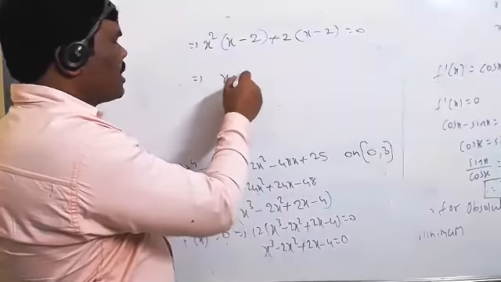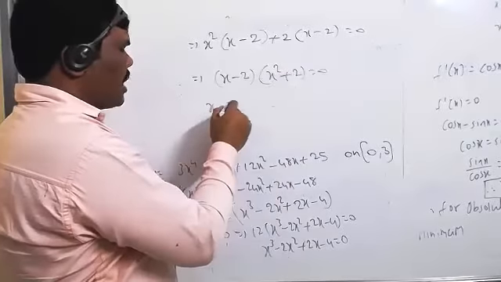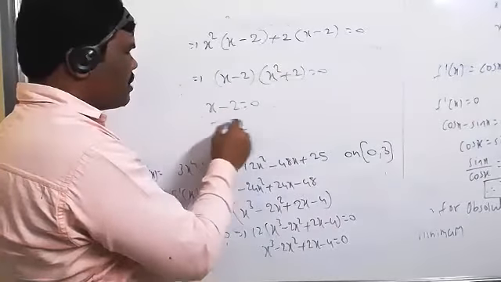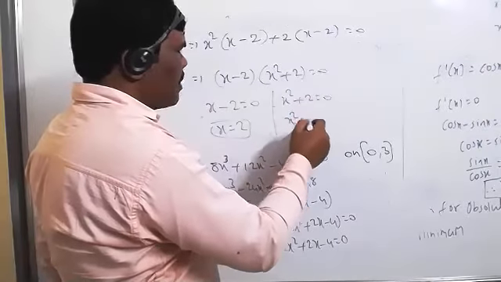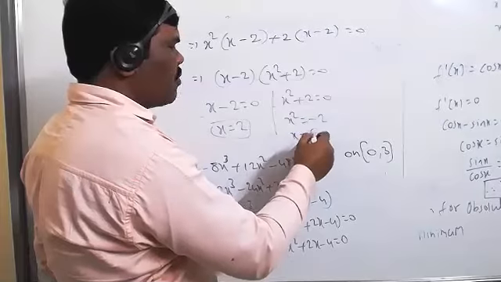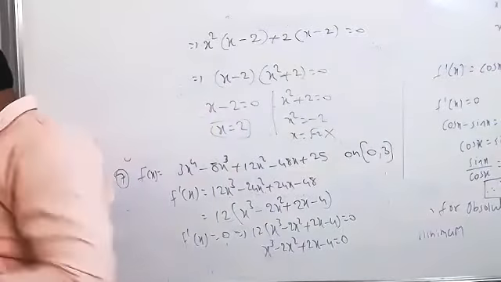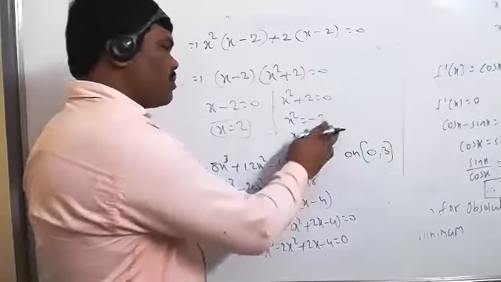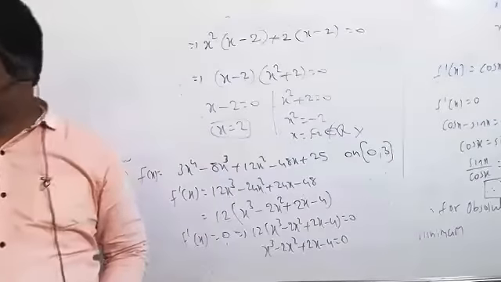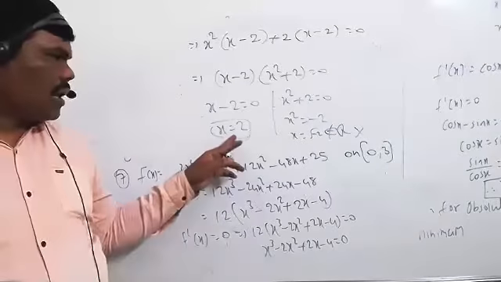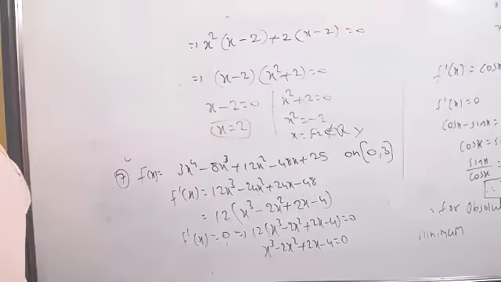That implies taking x minus 2 common, x minus 2 into x square plus 2 equal to 0. So x minus 2 equal to 0, the value of x equal to 2, one value. Next, x square plus 2 equal to 0, so x square equal to minus 2, and x equal to root of minus 2 is not possible, because x is not a real number. So x equal to 2. So the numbers are 0, 2 and 3.